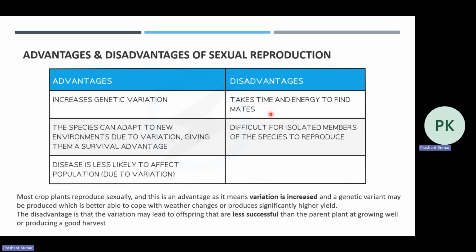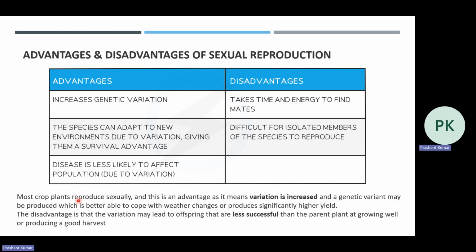And the disadvantage is that it is time consuming. That's a very big disadvantage because sexual reproduction is not a 1 day or 2 day process. It takes many days, right? Many days in the sense of producing the egg cells, and then after that, the fusion, fertilization. So it takes time as well as energy. Energy in finding mates, right? That's again a very important thing. It is difficult for isolated members of the offspring to reproduce.